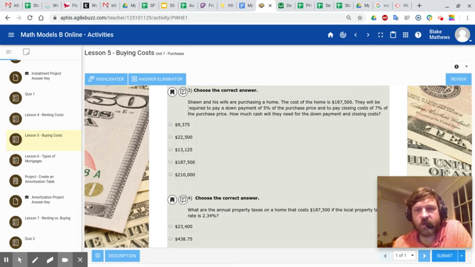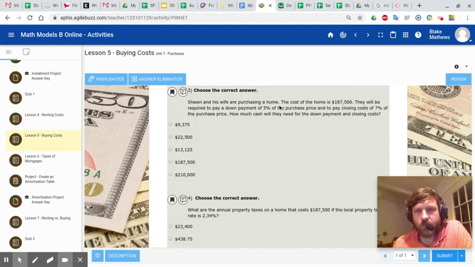So they have Sean and his wife purchasing a home. The cost of the home is $187,500. They will be required to pay a down payment of 5% of the purchase price and pay closing costs of 7%. So down payment is just how much you're paying up front. Like you're not going to borrow that part. Closing costs are really just to cover those fees that I was talking about. And it's probably a little high for real life, but close enough.